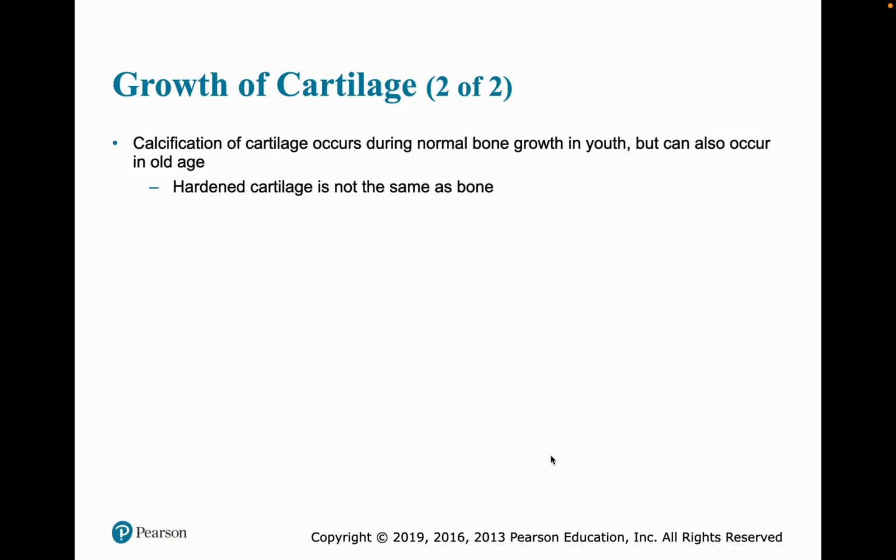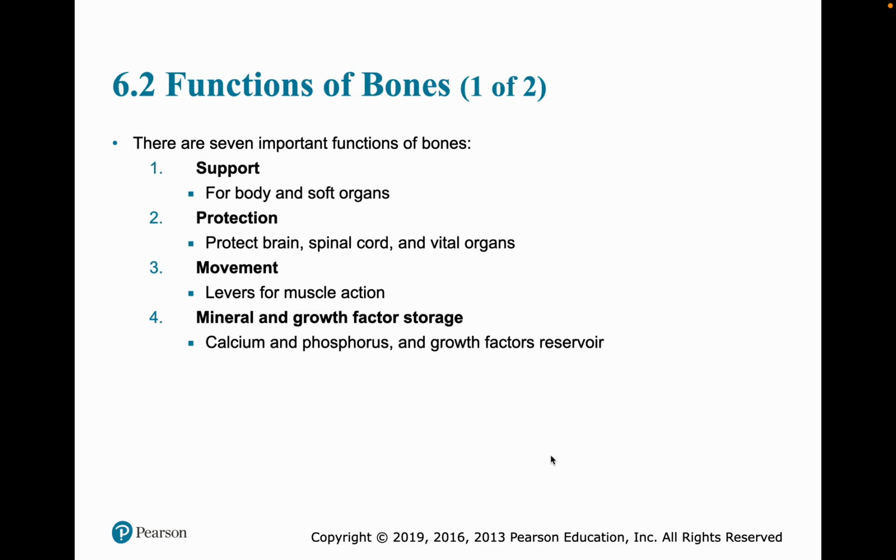Eventually, calcification of cartilage can occur during normal bone growth in youth. It's going to be how we make long bones longer. We'll see later on in this chapter. But it also can occur as old age occurs. But it's important to note that hardened cartilage is not the same as bone tissue. It's not osseous tissue.